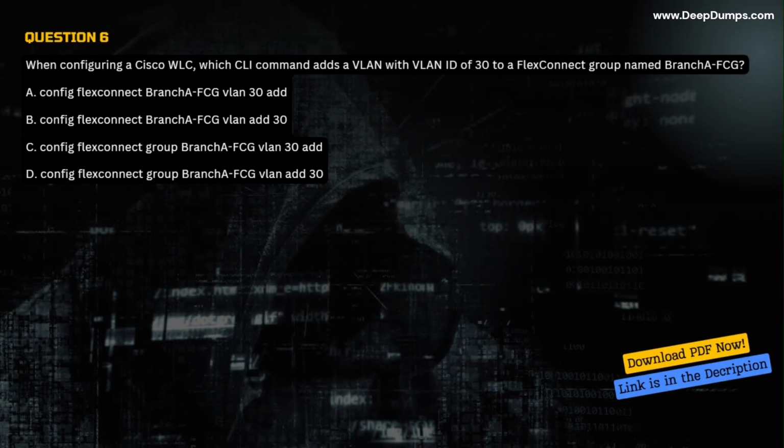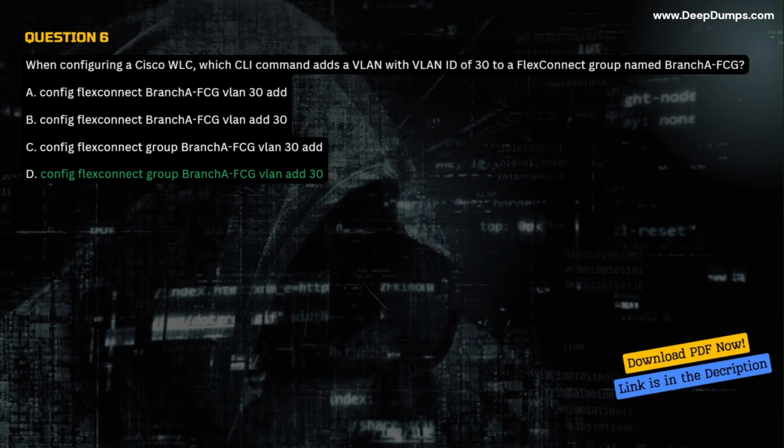Question 6. When configuring a Cisco WLC, which CLI command adds a VLAN with VLAN ID of 30 to a FlexConnect group named branch-A-FCG? A. config flexconnect branch-A-FCG vlan 30 add. B. config flexconnect branch-A-FCG vlan add 30. C. config flexconnect group branch-A-FCG vlan 30 add. D. config flexconnect group branch-A-FCG vlan add 30.